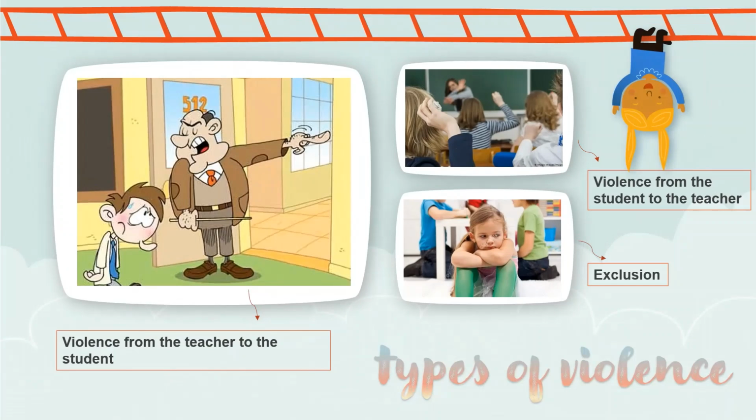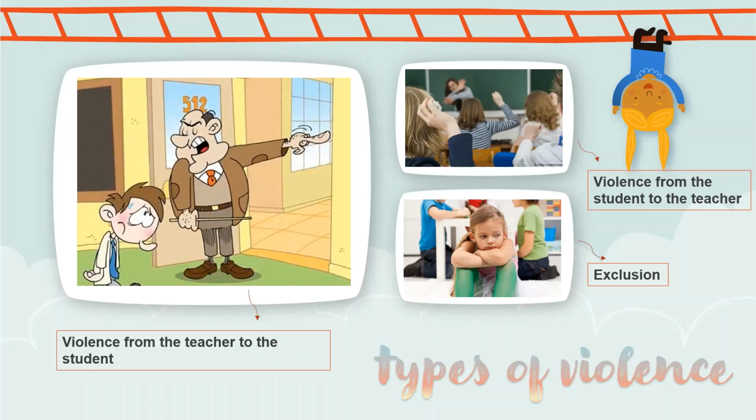Types of violence. 1. Violence from the teacher to the student. Action carried out by the facilitator against their student. This could be harassment, such as a harassing attitude when the teacher reproaches the student every time, or exclusion, when the teacher does not take the student into consideration.